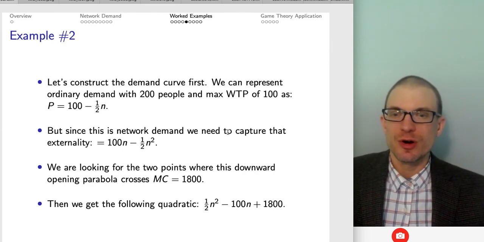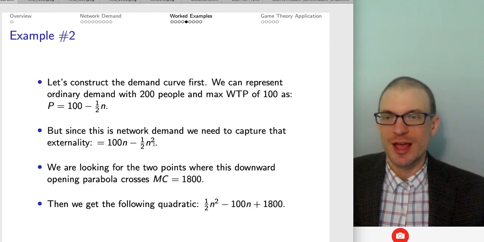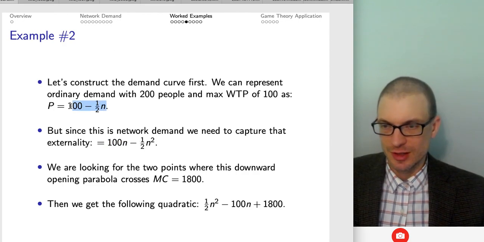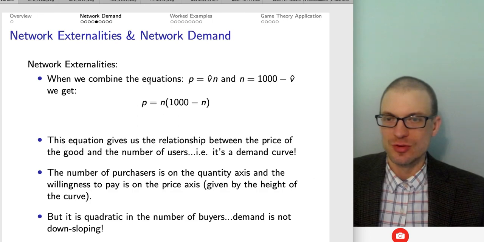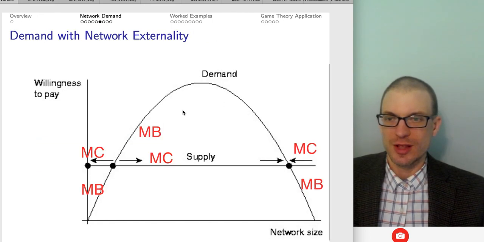All right, this is network demand, so we have to capture that network externality. So it's going to be n times this reservation price. So it's going to be 100n minus 1/2 n squared. That is just going back to what we developed with network demand. That's going back to this structure right here.